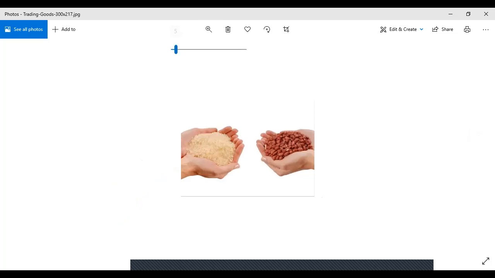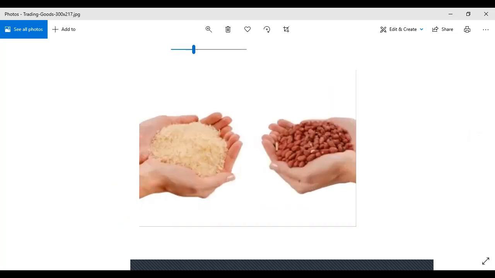Okay, look at the next one over here. Again, there are two persons. The one is sharing one cereal for the next one, right? These are red beans, and this is also one of the beans, right? So they are exchanging one bean for the other one. Another example of barter system.